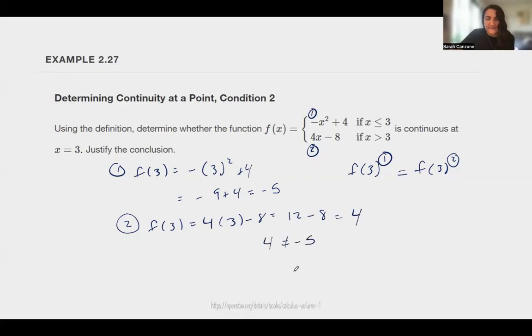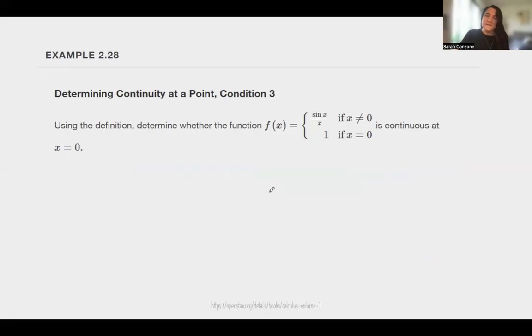4 is not negative 5. Therefore, f of x is not continuous, specifically at x equals 3. And in fact, it won't be continuous. No, it will be continuous everywhere, actually. It just won't be continuous at the specific point. So we'll have kind of a jump looking function here, and we will define this as a jump discontinuity in a second. All right, and this last one, we have sine of x over x and 1.